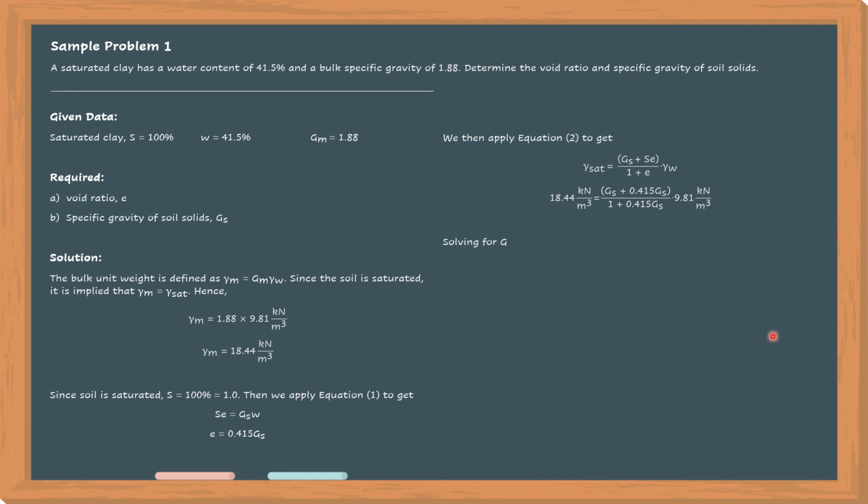Solving for G sub S using analytical or numerical methods or just your calculator, kung powerful ang calculator, mag-shift solve lang, then you can solve for G sub S is equal to 2.961. Then lastly, once G sub S is known, you can also solve for the void ratio. So void ratio is equal to 0.415 times 2.961. So E is equal to 1.229.